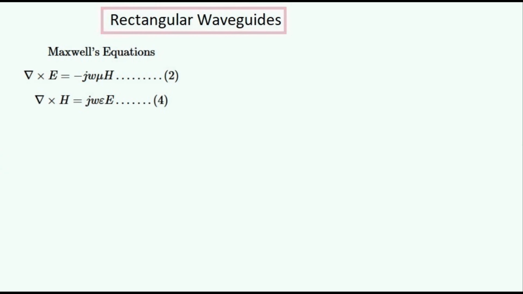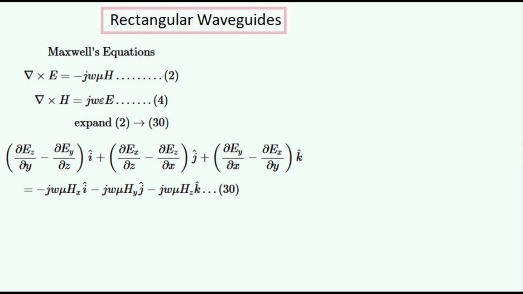To do this, we'll need to expand two of Maxwell's equations, called the Maxwell's curl equations. I've just written them out here. So now to expand the first of these two equations. We'll expand it out in Cartesian coordinates, which is a good coordinate system for a rectangular waveguide. It does look fairly messy when compared to vector calculus equations, which look so much more compact.